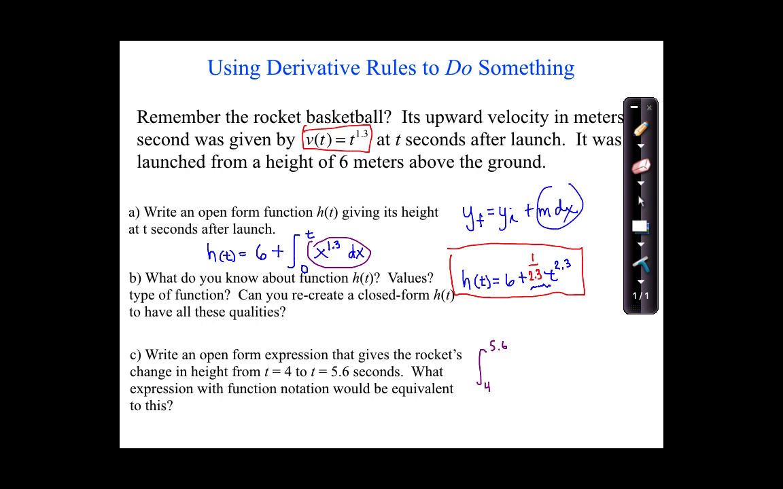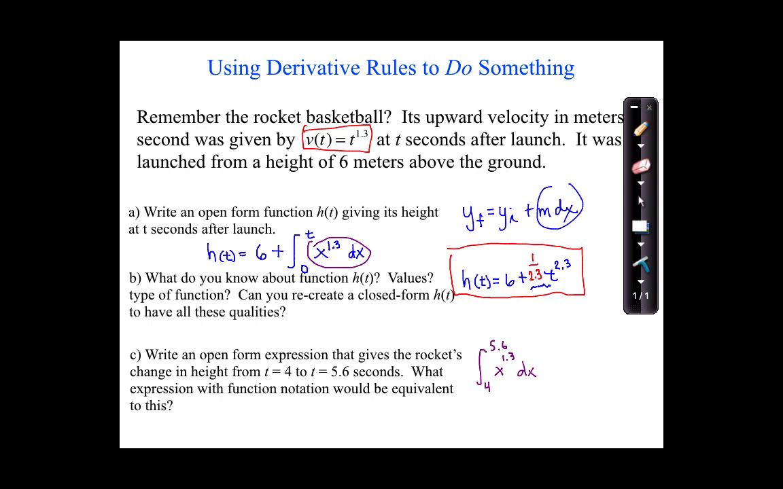So you could use whatever letter you wanted at this point. It doesn't really matter. It's not going to end up being there at the end. So whether you use x or t, there's no conflict here because there's no t on that integral sign that has a second separate meaning. So I could write something like this, or I could use whatever letter I want. It's just a placeholder. It takes on all the values from 4 to 5.6. So this is an open form for that.